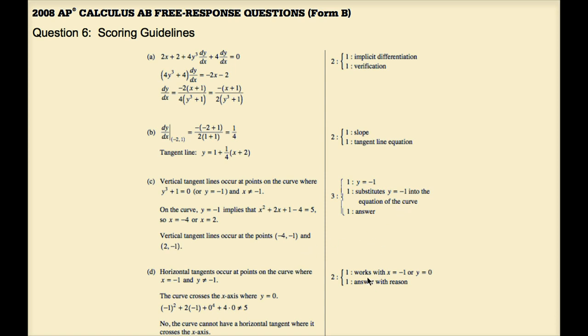For letter D, 1 point was given for recognizing that the equation had to work with x equals negative 1 and y equals 0, and another point was given for your answer with a reason.